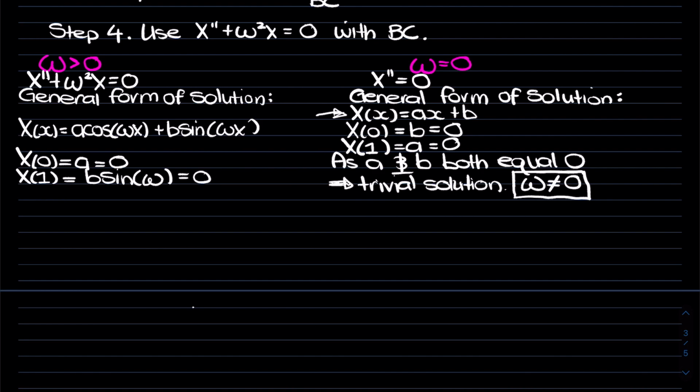Now we could let b equal 0 here, but then we have both a and b equaling 0. We get the trivial solution. Again, we're not interested in that. So we need something other than b to equal 0. So we need sine of lambda to equal 0.